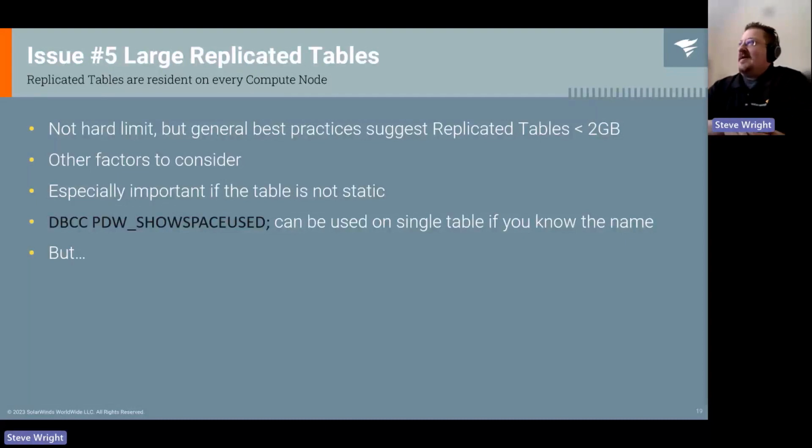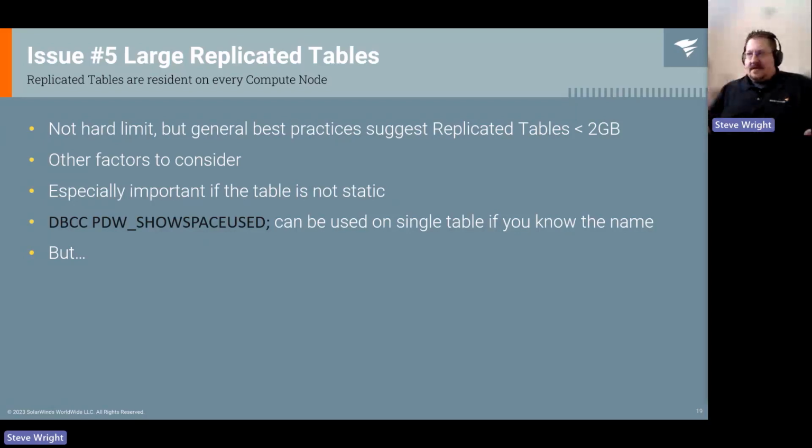I want to make sure that I stay on time here. The last one, large replicated tables. I started talking about this, introduced it at the beginning here. There's no hard limit to how large is too large for a table to be a replicated table. Best practices suggest no larger than 2 gigabytes. Again, it's an efficiency thing, right?